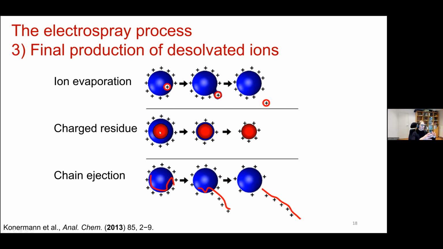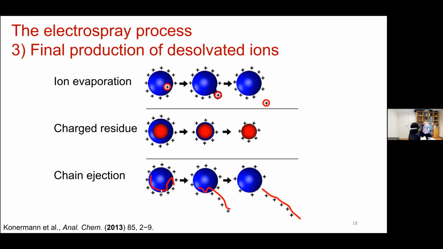So charged residue means that we have a droplet containing our biomolecule in the center. It's going to evaporate progressively until we have the bare biomolecule remaining at the end, and then it grabs the remaining charges. So this is a charged residue, and the other mechanism is a chain ejection.